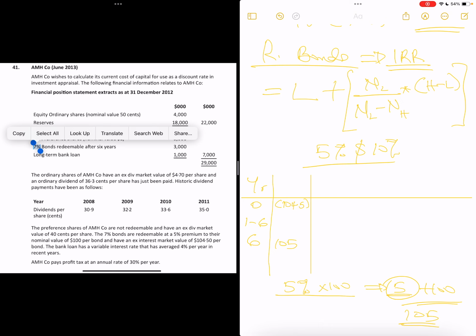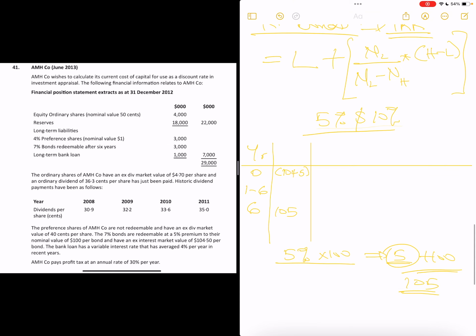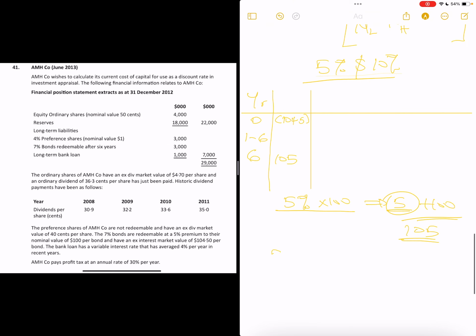7% of 100 is 7. However, because there's 30% tax, you're not going to get the whole of that 7. So you're only going to get 7 into bracket 1 minus 30%, because you're going to pay that tax at 30%. So you're going to get 4.9 as a net cash flow. So the net cash flow on that bond every year is 4.9. So that's cash flow. Then we need to get our discount factor.